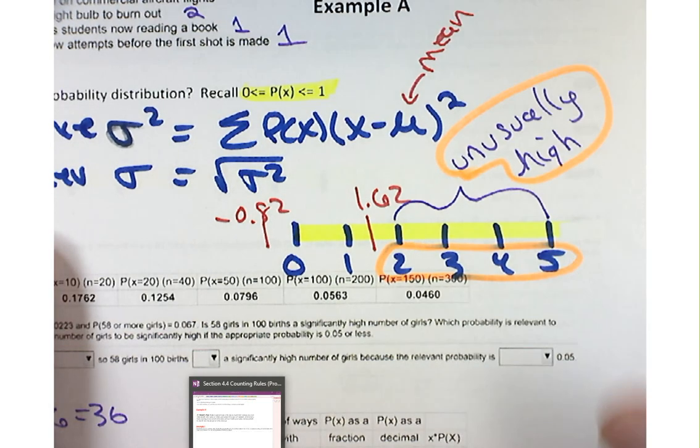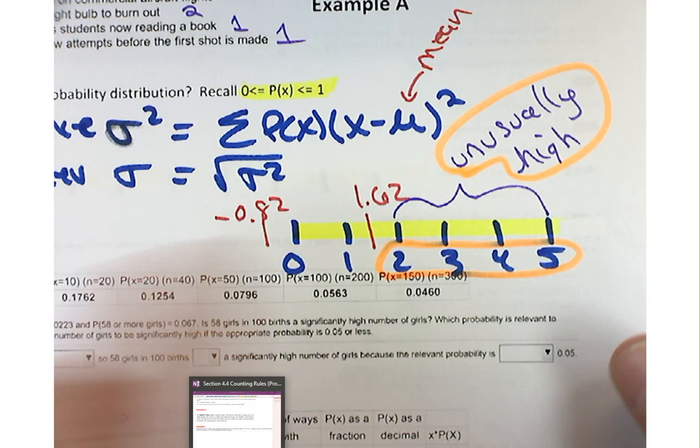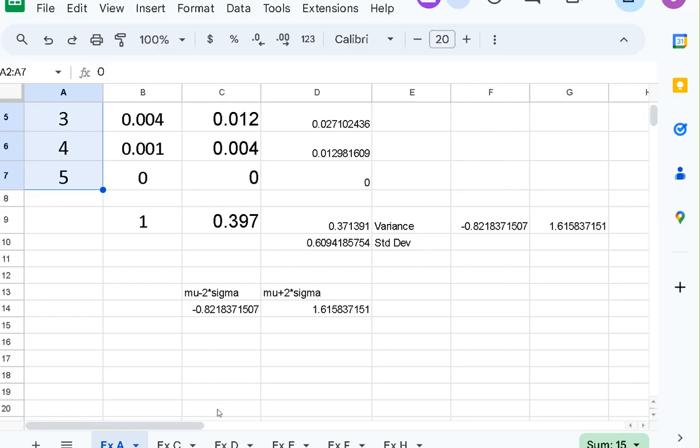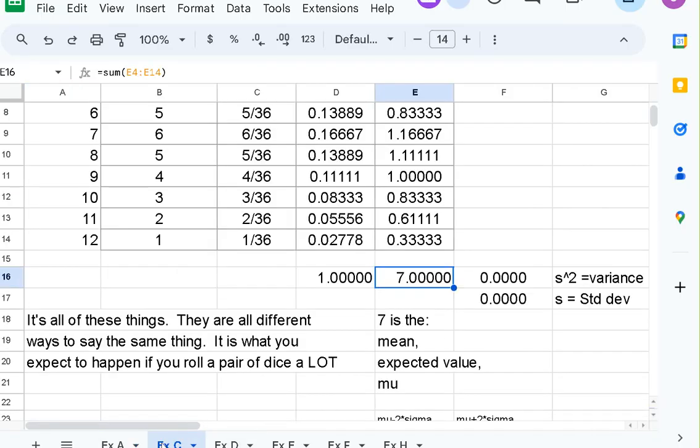Let's repeat that for our dice rolling example. So let's go back to our Google Sheets, example C.